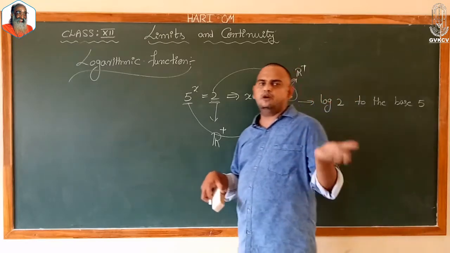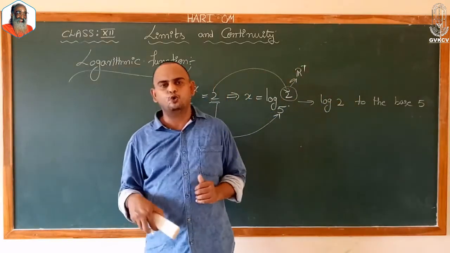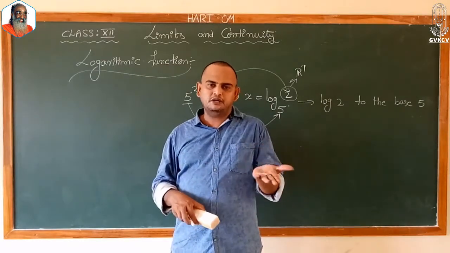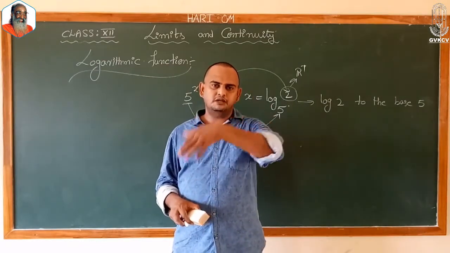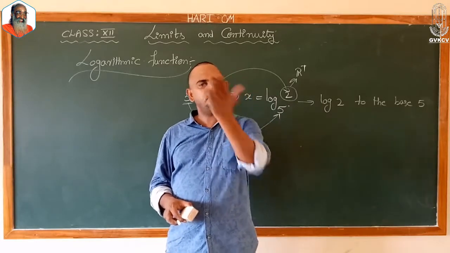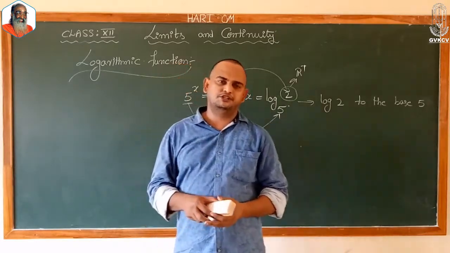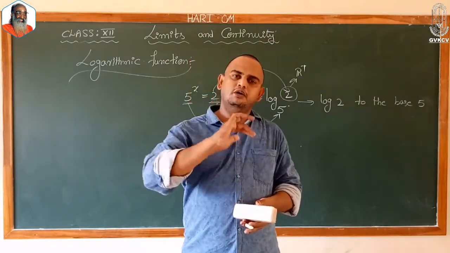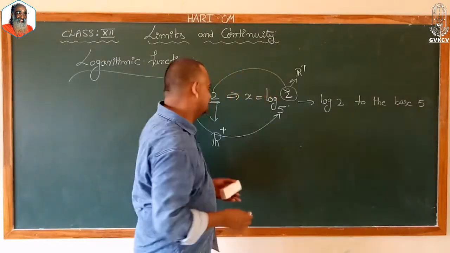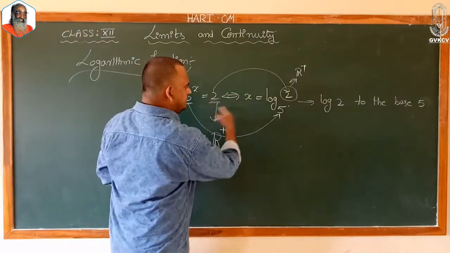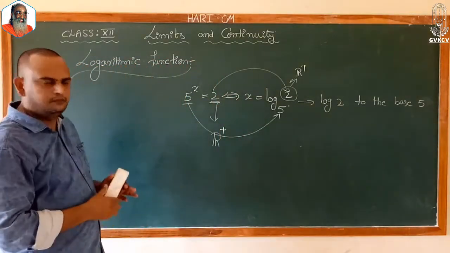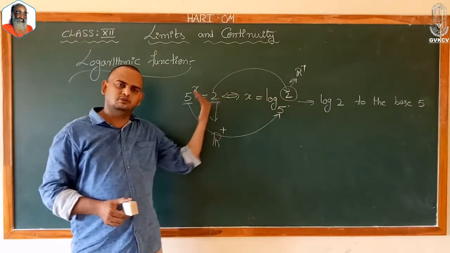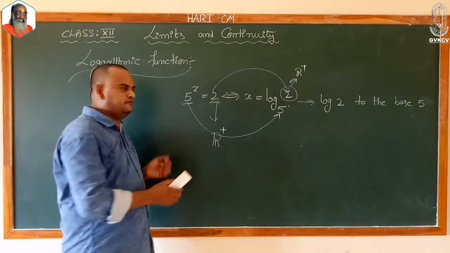For squares, what is the opposite operation? Square root. For cube, what is the opposite operation? Cube root. For addition, subtraction. For multiplication, division. Like that, for the exponential function, the logarithmic function. Now the reverse case also. For the logarithmic function, what do we have? The exponential function. So this condition is applicable vice versa. From exponential we can write logarithms, and from logarithms also we can write the exponential function.